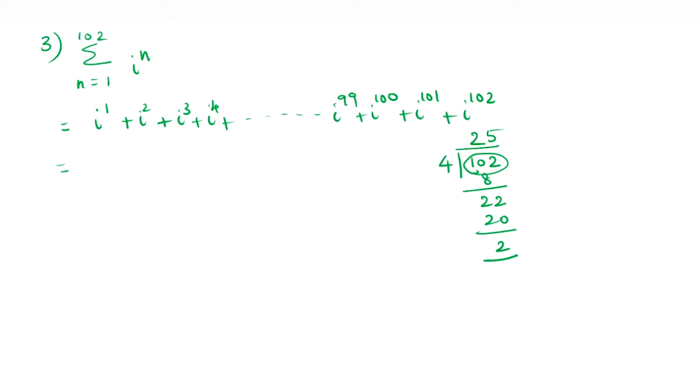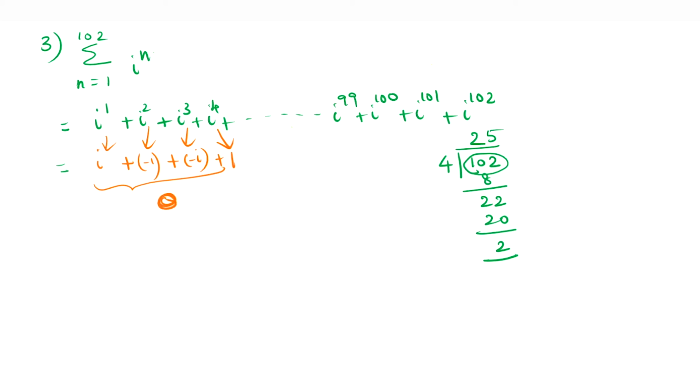Here what is the value of I, plus what is the value of I square? Minus 1. What is the value of I cube? Minus I, plus what is the value of I power 4? 1. So here I square is minus 1, and here I power 4 is 1. So if you add all these terms, you will get 0.